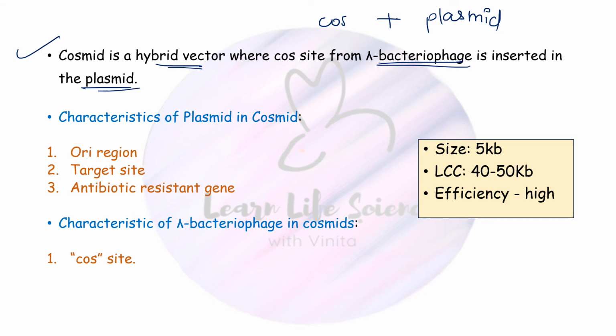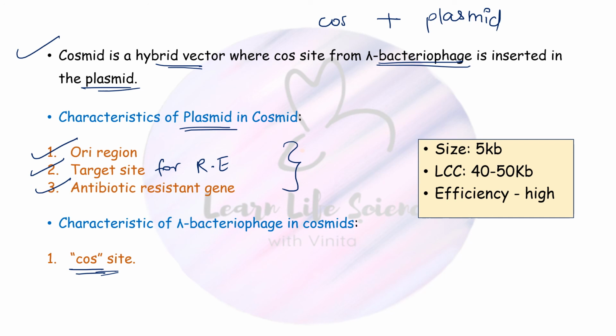Now talking about the characteristics of cosmids: the origin of replication region is taken from the plasmid. The target sites for restriction enzymes are taken from the plasmid. Then the antibiotic resistance gene is taken from the plasmid. These three important regions are taken from the plasmid, which we studied in the previous lecture. And from Lambda bacteriophage the cos site is taken. The main purpose of the cos site is for replication, multiplication as well as packaging.